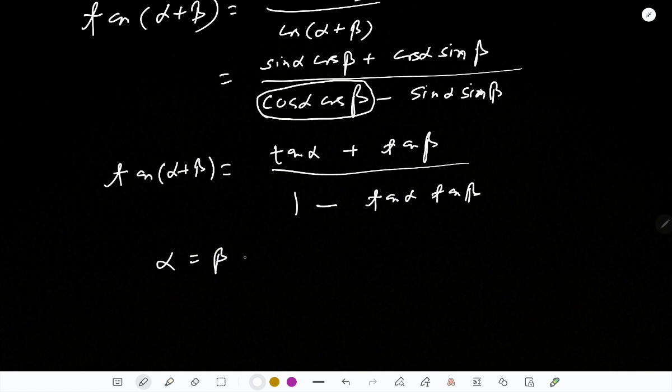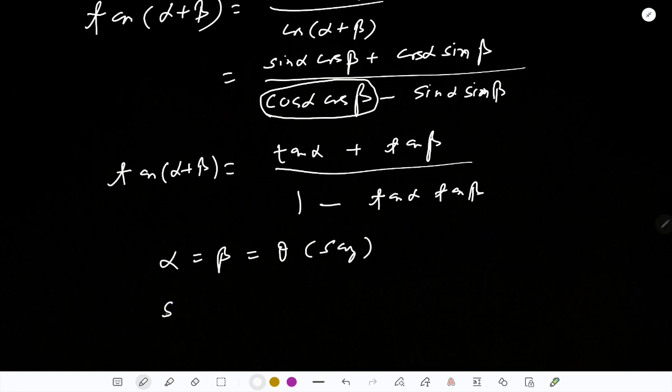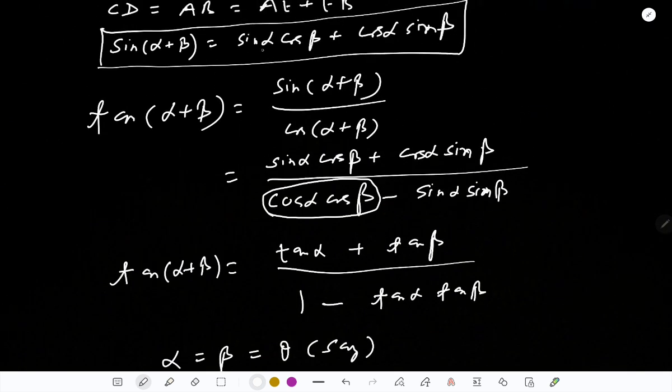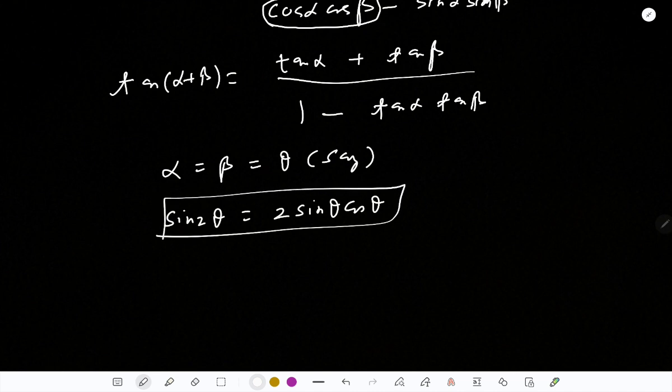alpha equals beta equals say theta, and then in the addition formulas we will obtain the double angle formulas, that is sine alpha plus beta now becomes sine 2 theta. And if you replace both alpha and beta by theta, you can see very easily that you have got sine 2 theta equals 2 sine theta multiplied by cos theta. This is one more result.